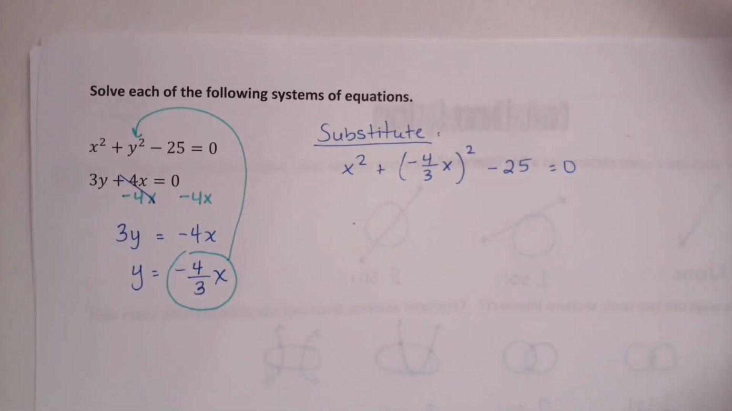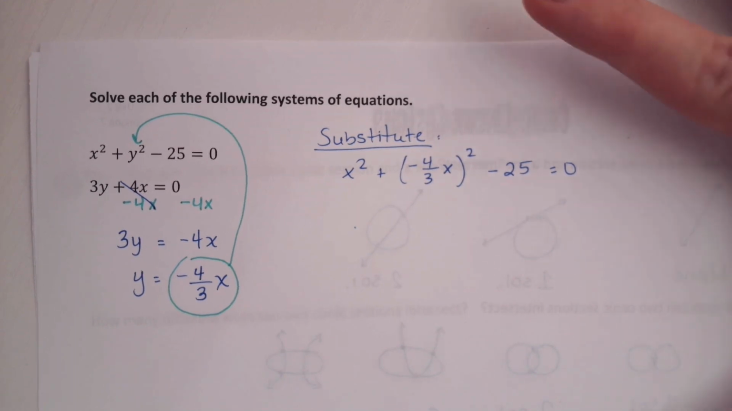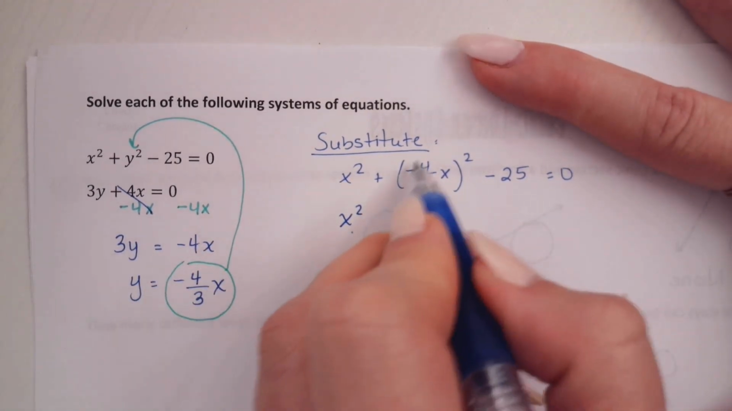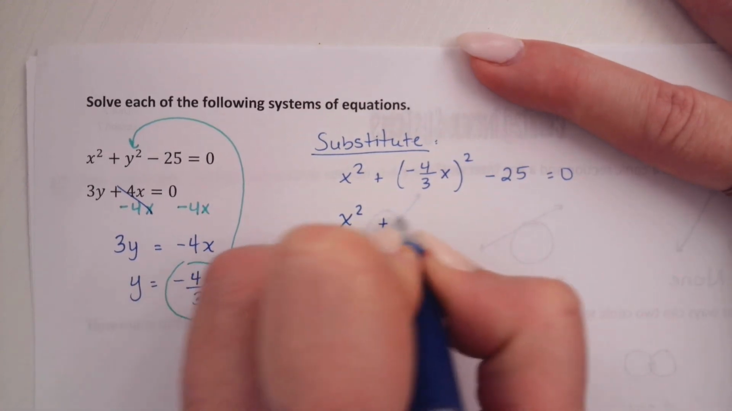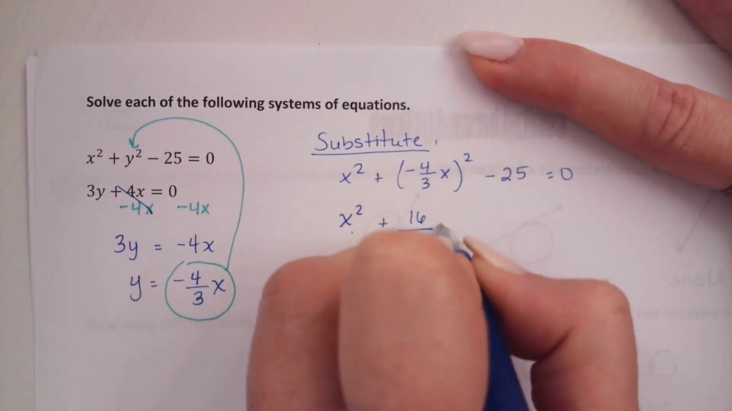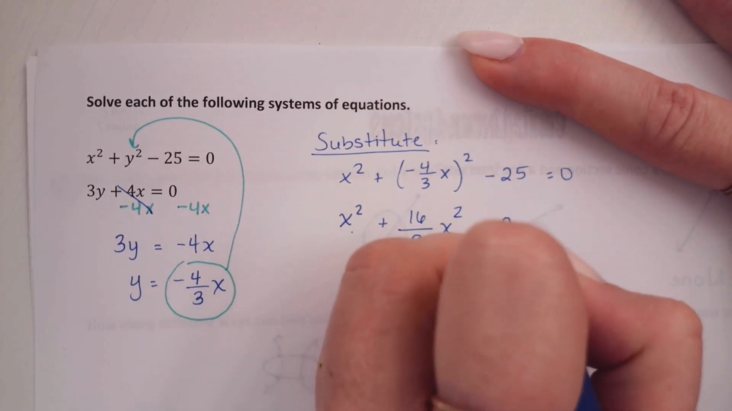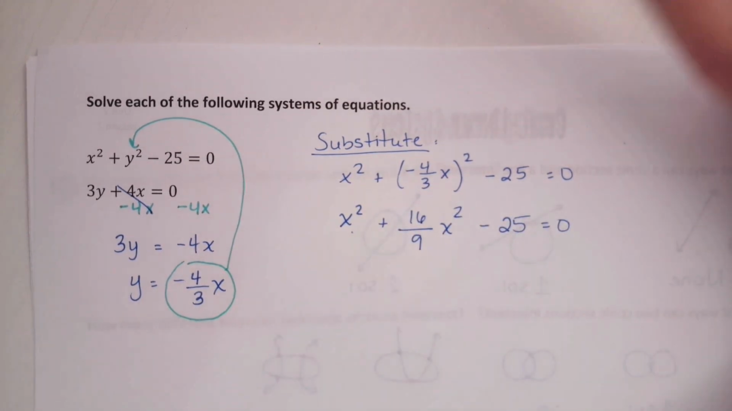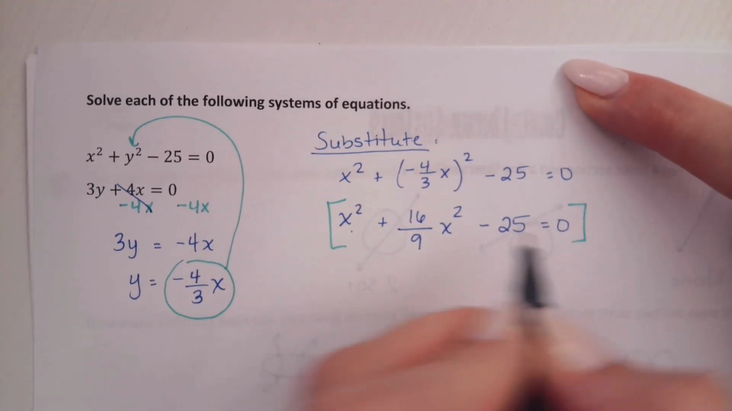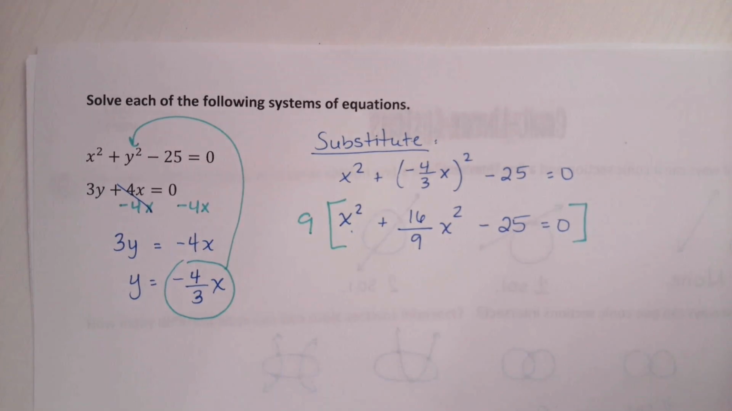How do I square a fraction? You square the top and bottom. Very good. So negative 4 squared on the top would be 16. X squared would be x squared. Square the top. Yes, that is algebra 1. How do I get rid of that 9 denominator? I'm going to multiply everything by 9, and that'll get rid of my fraction.